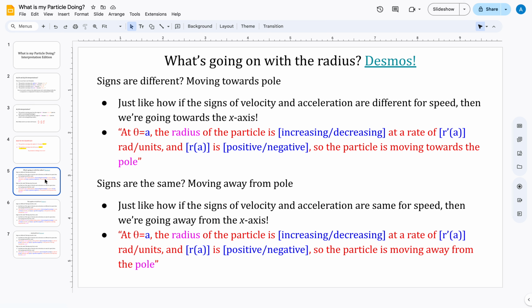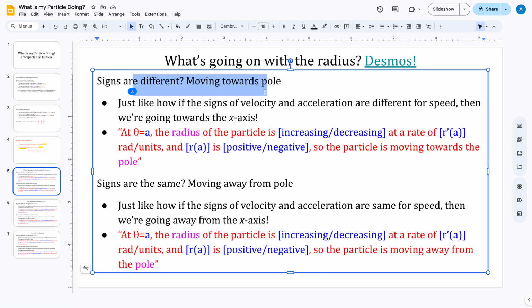So remember how back in AB we said that if we had the same velocity and acceleration, we were moving away. But if we had different velocity and acceleration, we were moving towards the origin, or towards zero, or towards whatever. So in this case, it's the same thing. If the signs are different, then we're moving towards the pole, aka the origin. If the signs are the same, we're moving away from the pole.